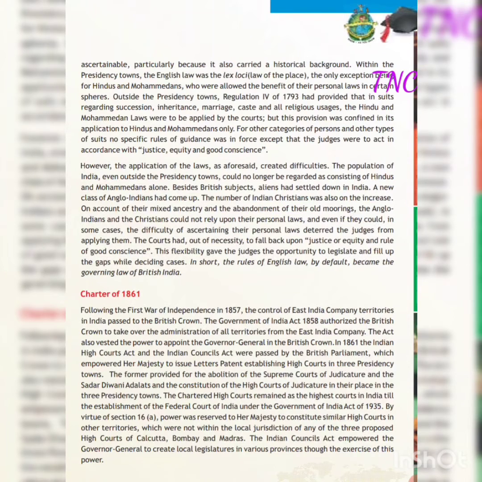On account of their mixed ancestry and abandonment of their old moorings, the Anglo-Indians and Christians could not rely upon their personal laws, and even if they could, in some cases the difficulty of ascertaining their personal laws deterred the judges from applying them. So now you see, there were various religions. Every religion has its own personal or religious text. Every religion asks people who follow it, obviously, to obey some principles, some rules, right?